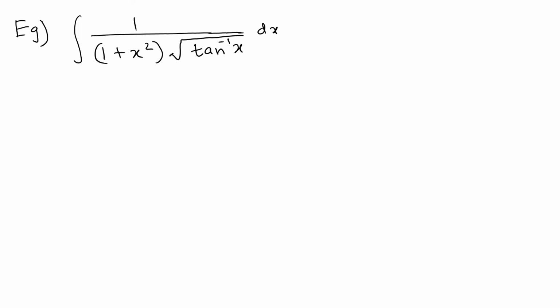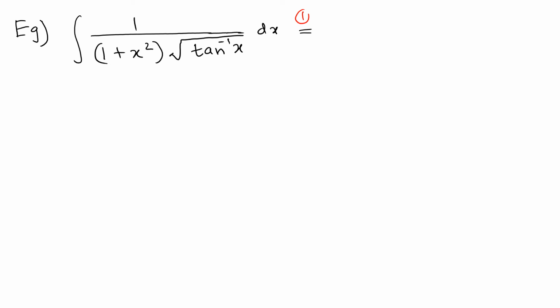So as the next one, we have an interesting problem. What we have is 1 over 1 plus x squared times the square root of tan inverse x. Tan inverse means arctan, the inverse tangent. This is also very similar. This again is the general power rule, problem type 1.